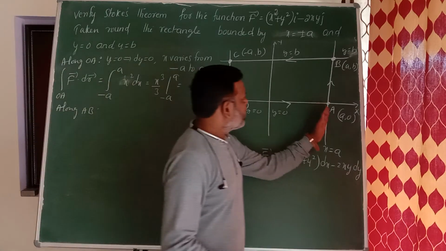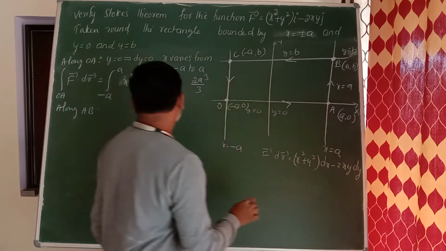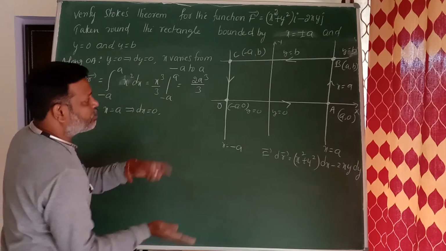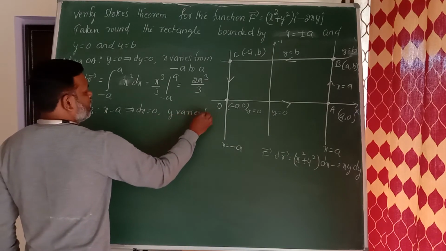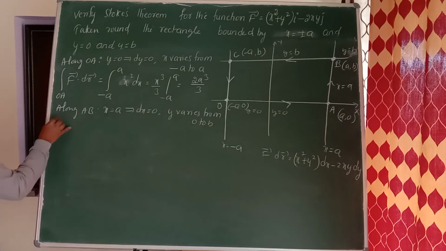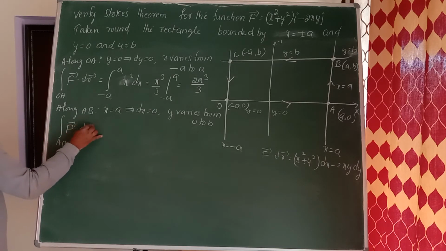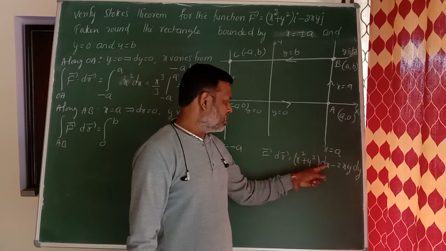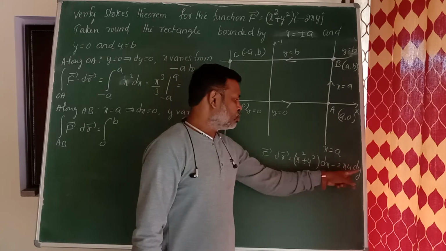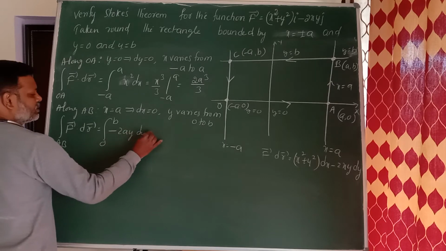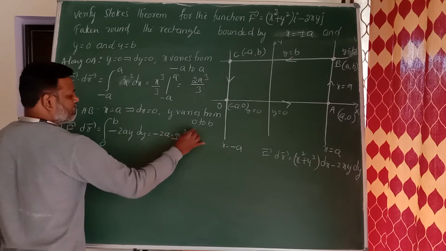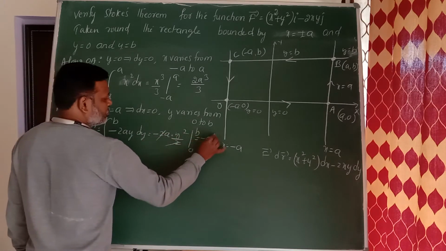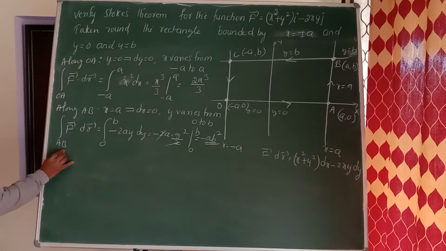We have to take along AB. What is the equation here? X is equal to a. Look at that, x is equal to a. That means dx is equal to 0. So this is a line parallel to the y axis. Therefore, y varies from 0 to b. Along the curve AB, f dot dr, I am going to write, from 0 to b. X is equal to a, that means a square plus y square, but dx is 0. Here minus 2, x is a, minus 2ay into dy. This can be written as minus 2a into y integrated, which is y square by 2, from 0 to b. The 2 gets cancelled. Y is b, so the answer is minus a b square. This is what the answer is.